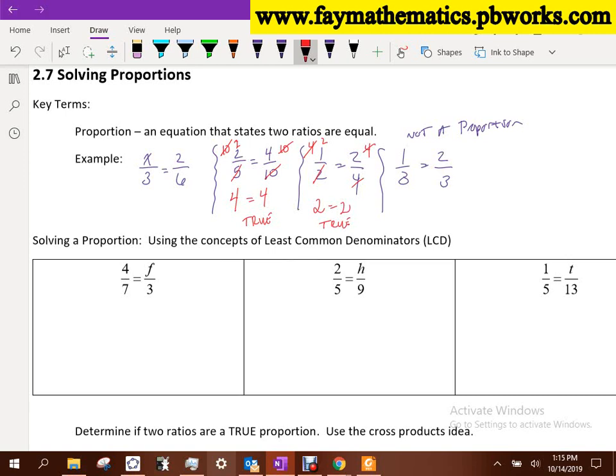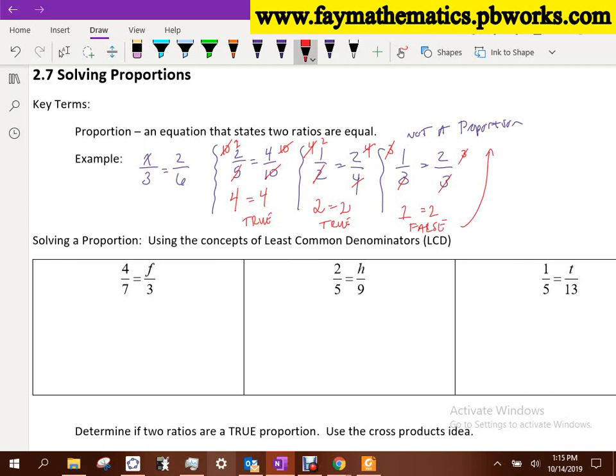Here, I multiply both sides by 3, right? Does that make sense? I'm multiplying by an LCD here. If those 3's cancel, that leaves me 1. These 3's cancel, leaving me 2. What kind of statement does that give me? False. And that gives me a false statement. And why? Well, it's because it's not a proportion.